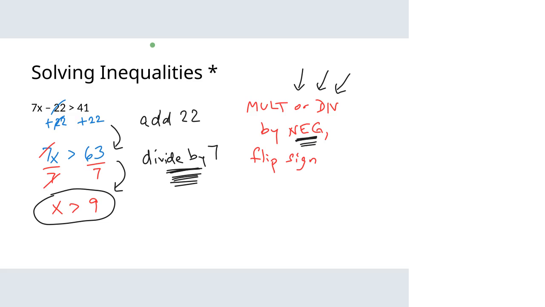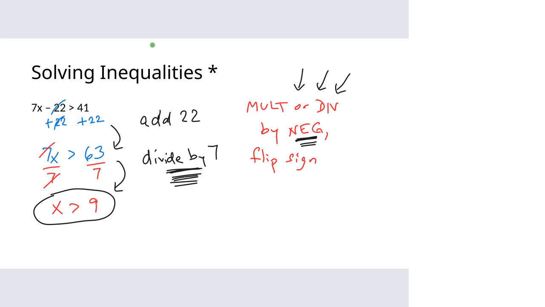Adding and subtracting doesn't cause the sign to flip, and multiply or divide by a positive does not cause the sign to flip. The only time it flips is if we multiply or divide by a negative. Here we didn't do that. Sign stays the same. X is greater than 9.